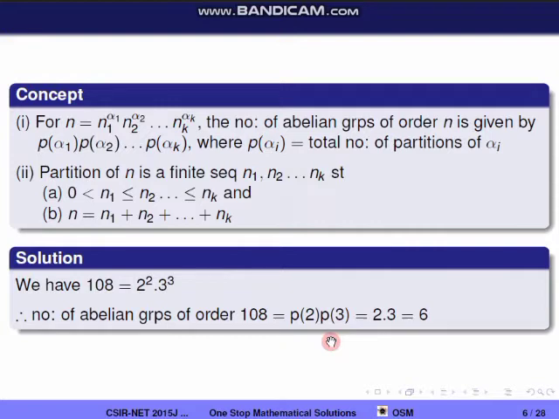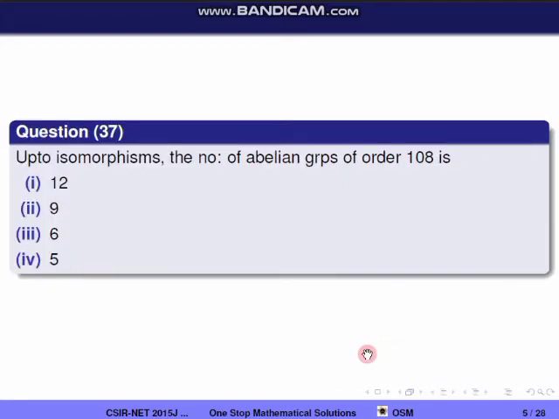So p of 2 is equal to 2. Similarly, p of 3 is equal to 3 because 3 is equal to 1 plus 1 plus 1, 3 is equal to 1 plus 2, and 3 is equal to 3. So there are 3 total partitions. So that is equal to 2 into 3, that is equal to 6. So we'll check the correct option now. The correct option is the third one.